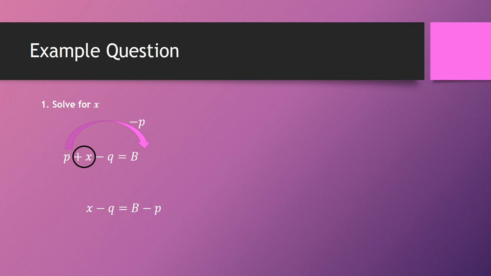equals b minus p. Then, in order to isolate the x, we then add q to both sides of the equation. So the minus q becomes plus q on the right. And finally, we've got x equals b minus p plus q. So we've isolated the variable in the question x on the left, and all the other variables are on the right.